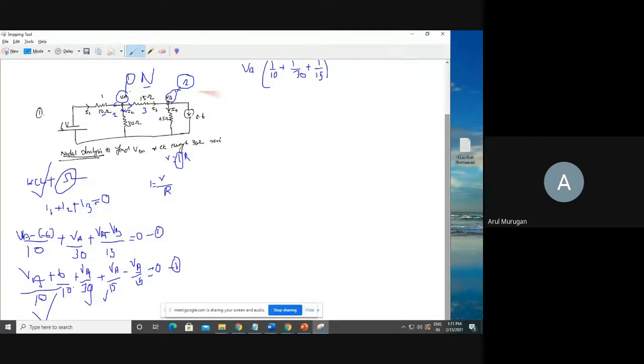Close the bracket. What about VB? How many VBs are there? Only one VB. What is the VB? Minus VB divided by 15. Then what else is there? 6 by 10 is there. 6 by 10 is a plus 10. You can move it to the opposite side. Minus 6 divided by 10.